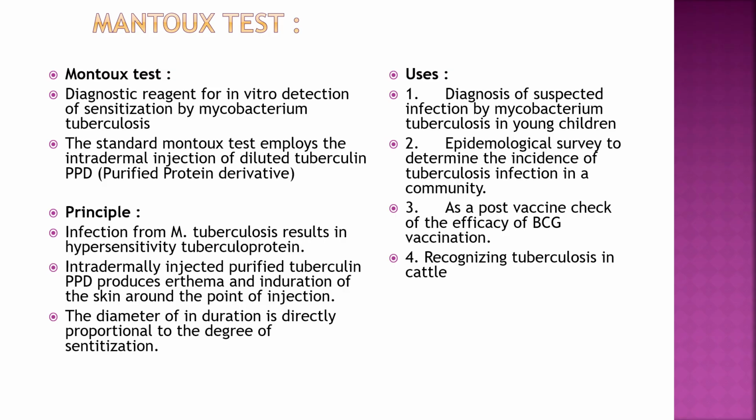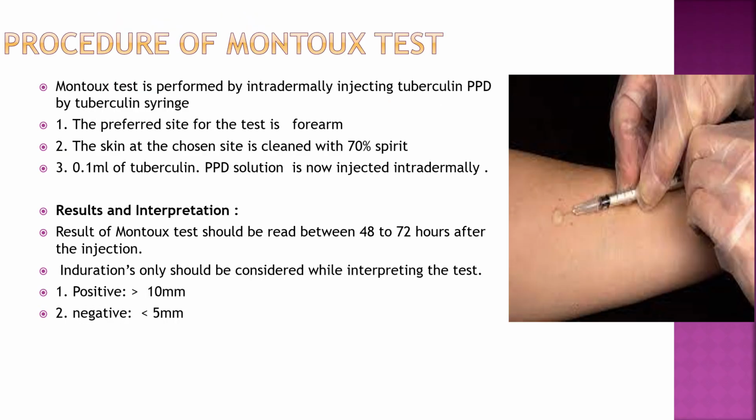What are the uses of the Mantoux test? Usually for the diagnosis of suspected infection by Mycobacterium tuberculosis, for epidemiological surveys of tuberculosis, or for post-vaccine checkup of BCG vaccination, or in cattle also we can do it for the diagnosis of tuberculosis. The procedure in short: take the left forearm, clean it with 70 to 80% alcohol, then make a round mark with a pen in the area where you will give the prick.